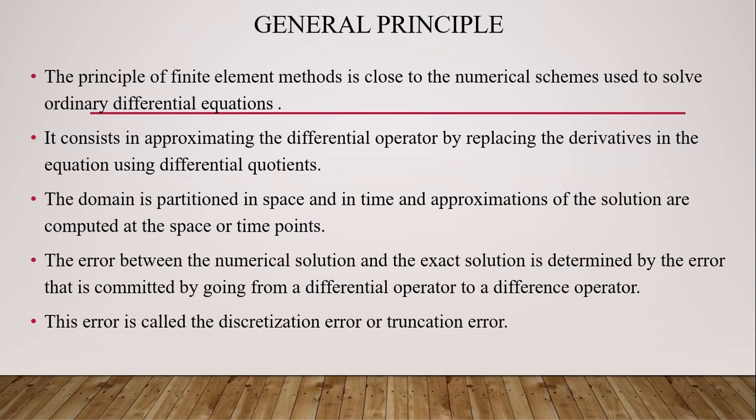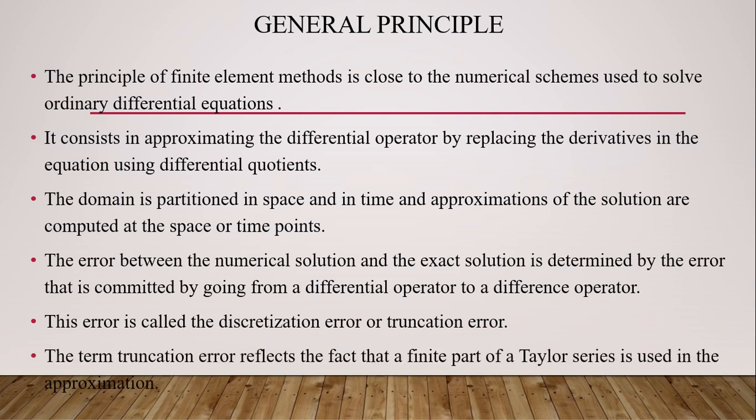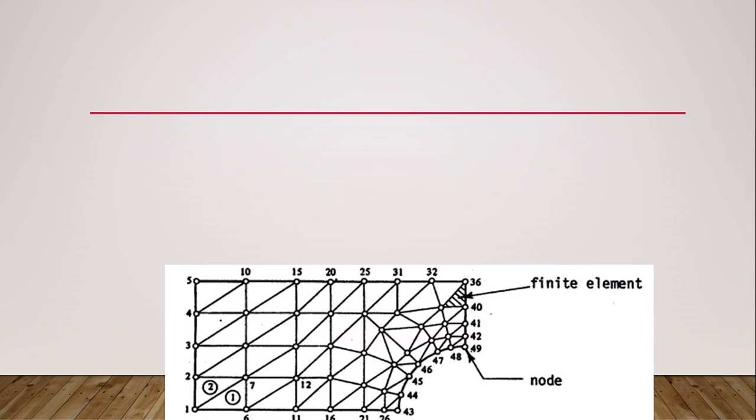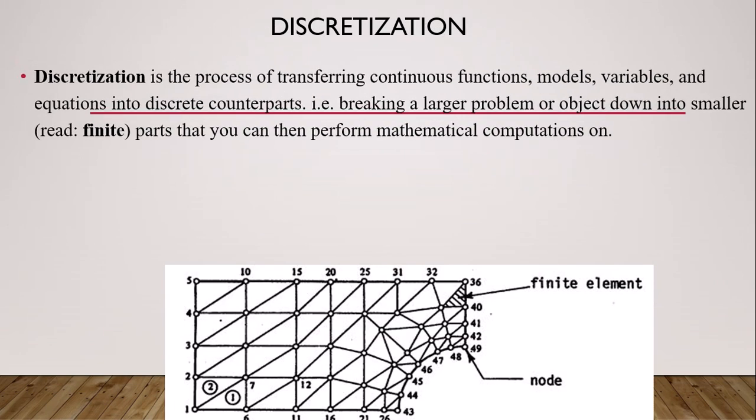This error is called the discretization error or the truncation error. The term truncation error reflects the fact that a finite part of the Taylor series is used in the approximations. So this is the general principle of the finite element method. So the next term is discretization.